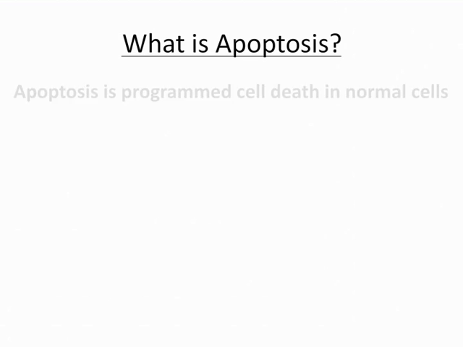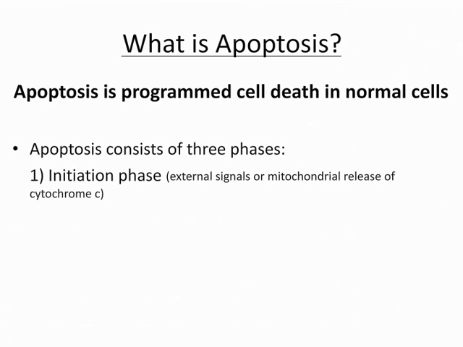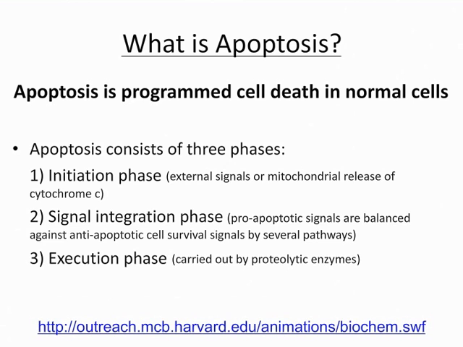So now we talk about apoptosis. This is learning objective number 6, so knowing the normal pathways to apoptosis and how cancer cells can bypass it. So apoptosis is programmed cell death in normal cells. There are 3 phases: an initiation phase, a signal integration phase, and an execution phase.